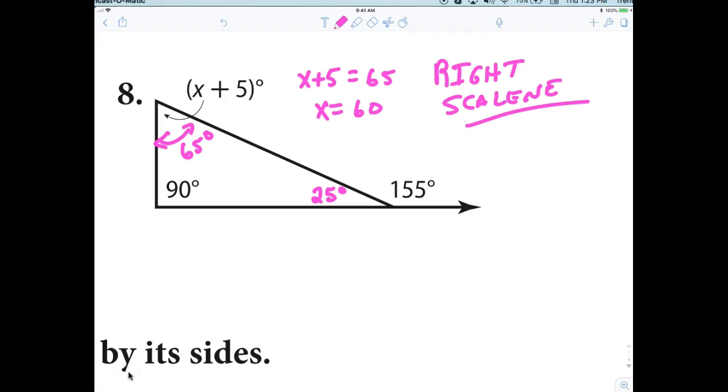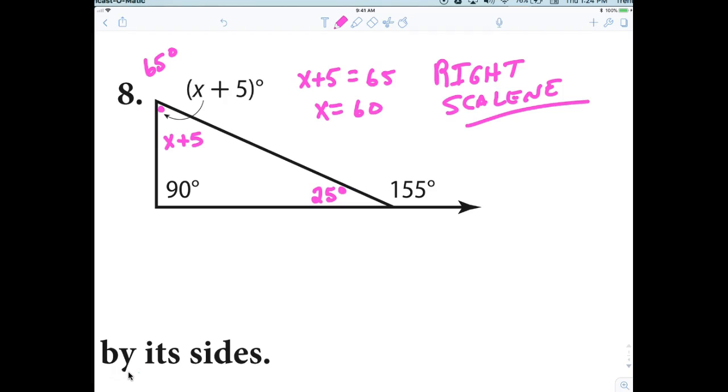Okay, Ben. Let's see if I can do a good job explaining this. This right here is just technically x plus 5. Do you agree that we know this angle measure must be 65 degrees? A lot of kids made a mistake and said the answer was 70.